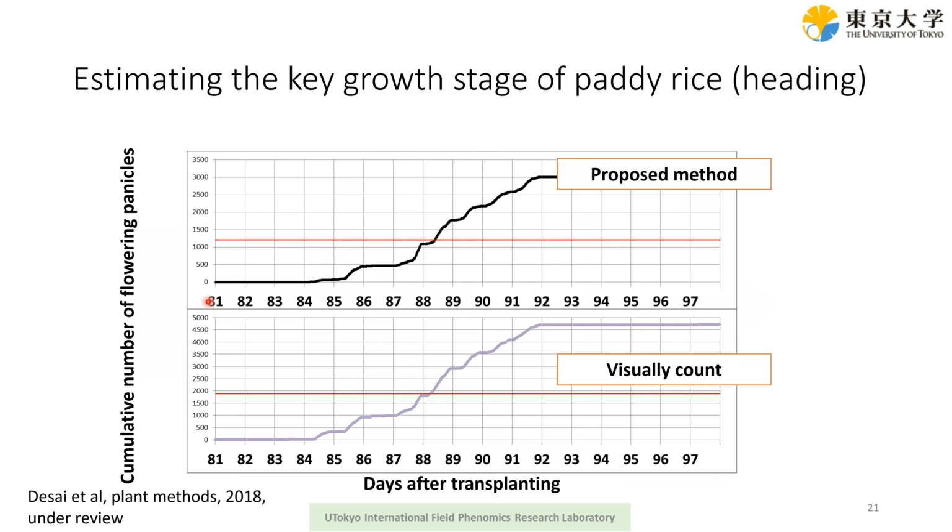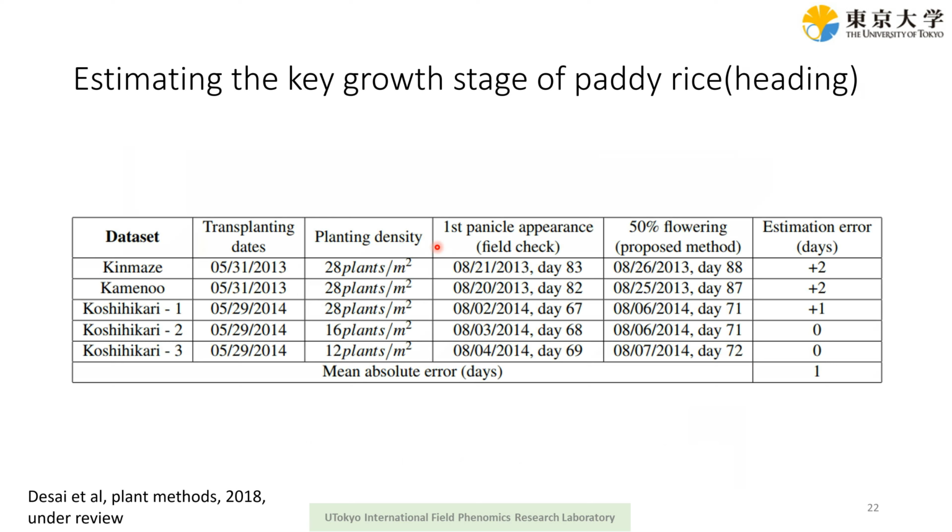And luckily, we found another solution for this work. We can actually estimate the key growth stage of the paddy rice, which is the heading stage at this moment, by taking the cumulative number of flowering panicle patches. We can find out the flowering time, the flowering stage, which is also the heading stage for the paddy rice in this case study. So we found that we can estimate the key growth stage of the paddy rice by just using this simple deep learning approach.